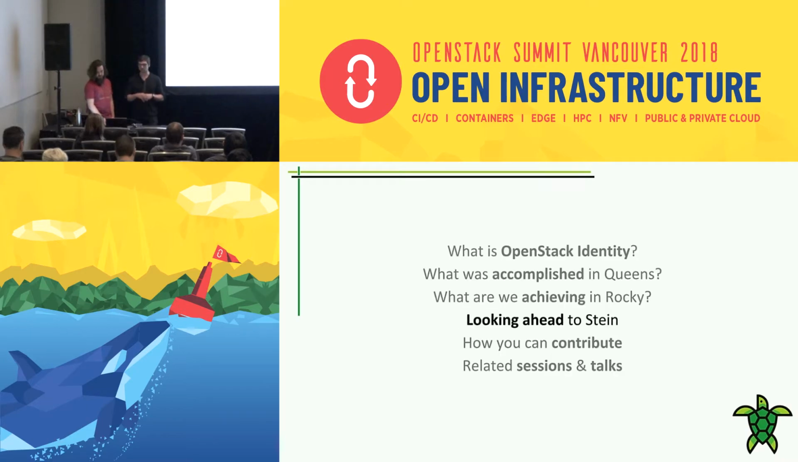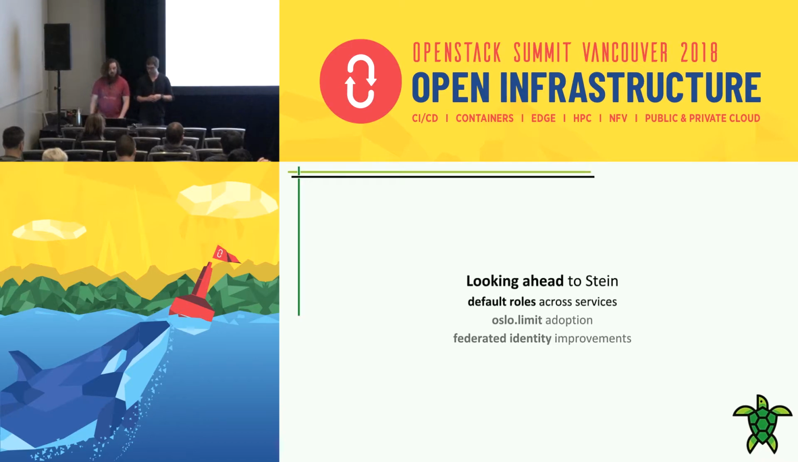So now we'll take a look at what we're looking at beyond Rocky. There's going to be a lot of cross-project work that we're doing in Stein. Lance talked about default roles. So during Stein, we hope to have proofed out some of the work in Keystone and Barbican, and then start asking for adoption from some of the other services. Again, making the policy experience better out of the box with testing. This is all leading into what we hope to be a community goal for OpenStack-wide default roles in the T release.